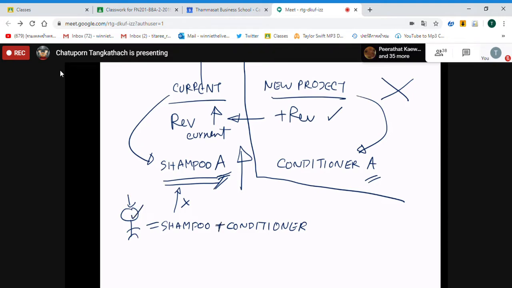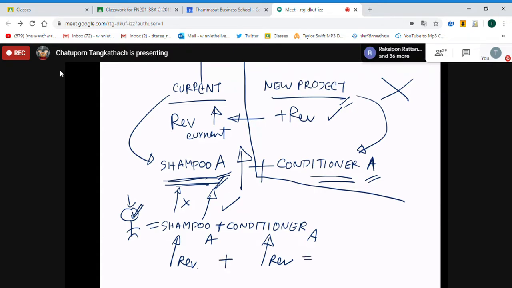But when we launch the new project, introducing conditioner with the same name, conditioner of A, this person who never purchased shampoo A before may come back and be interested in purchasing shampoo A, because this person will buy both conditioner and shampoo A together. So the firm will not receive only the revenue increase from conditioner, but also the increase in the revenue of shampoo A as well. So you need to put these two together into your net revenue when you analyze the new project. This is what we do.